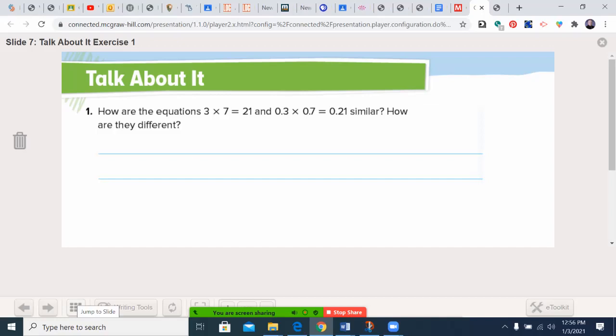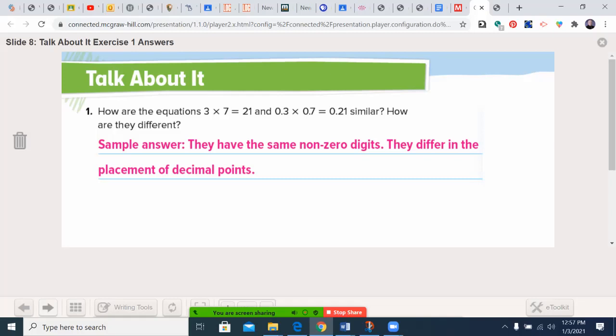All right, so let's talk about this. How are the equations 3 times 7 equals 21 and 3/10 times 7/10 equals 21/100 similar? Well, how are they the same? 3 times 7 is 21. The math remains the same. How are they different? There's a decimal place. This doesn't represent 3 wholes, it represents 3/10. This doesn't represent 7 wholes, it represents 7/10. And 3/10 of 7/10 is 21 hundredths. You multiply 3 times 7, there are 2 decimal spots, so you come over 1 and 2, 0.21.